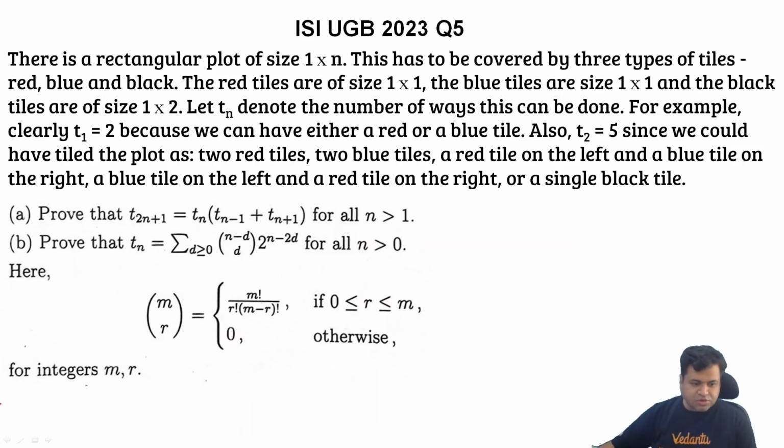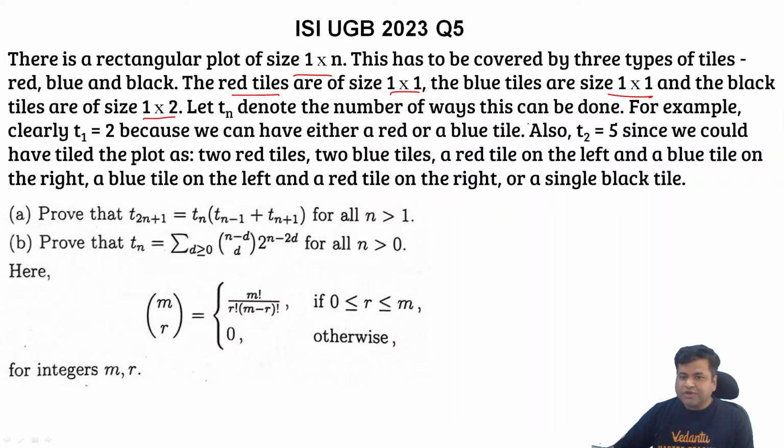देखो थोड़ा लंबा चौड़ा सा क्वेश्चन दिख रहा है, बट यस क्वेश्चन वाज इजी. क्वेश्चन कह रहे हैं कि देयर इज अ रेक्टेंगुलर प्लॉट ऑफ साइज 1 by n. तो एक रेक्टेंगुलर ग्रिड है 1 by n साइज का, है ना. दिस हैज टू बी कवर्ड बाय 3 टाइप्स ऑफ टाइल्स, रेड, ब्लू एंड ब्लैक. 3 टाइप की टाइल अवेलेबल है. रेड टाइल की डायमेंशन है 1 by 1, तो स्क्वायर टाइल है. ब्लू टाइल की डायमेंशन भी 1 by 1 है, तो मतलब दो अलग अलग कलर्स के 1 by 1 टाइल्स अवेलेबल है, रेड एंड ब्लू. एंड देन कह रहे हैं द ब्लैक टाइल्स आर ऑफ द साइज 1/2, तो ब्लैक एक रेक्टेंगुलर टाइल है, डोमिनो टाइप का 1/2 टाइप का, राइट.